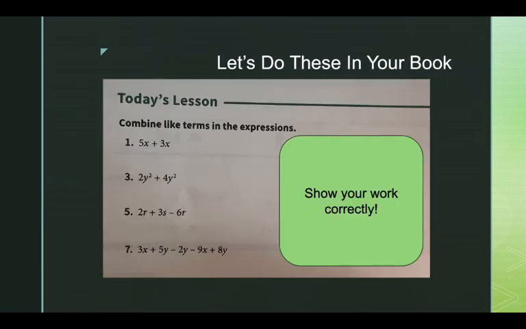Here is the one in the book. You get your book out. We're on lesson 2.7. I want you to do 1, 3, 5, and 7. Raise your hand when you have those finished so we can grade them together. Show your work correctly like we just showed you. You can underline and so forth.